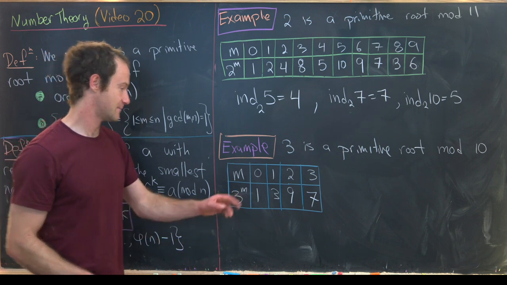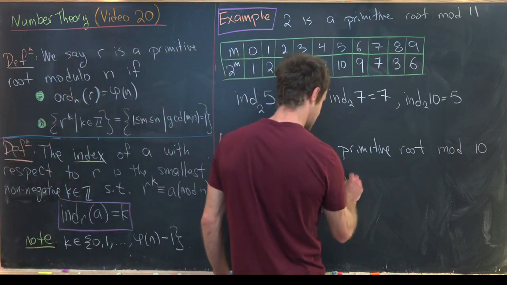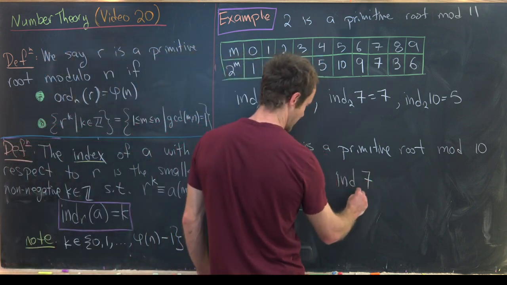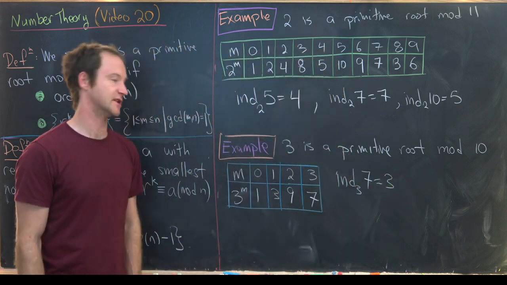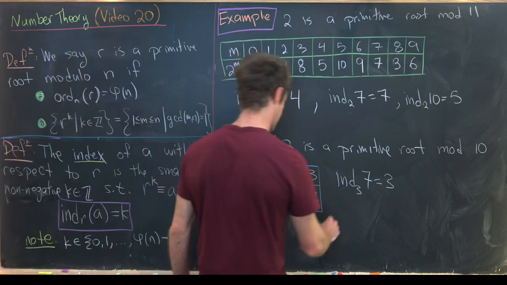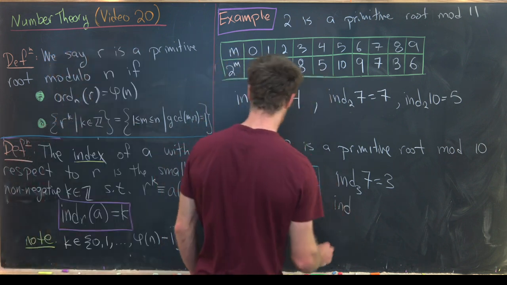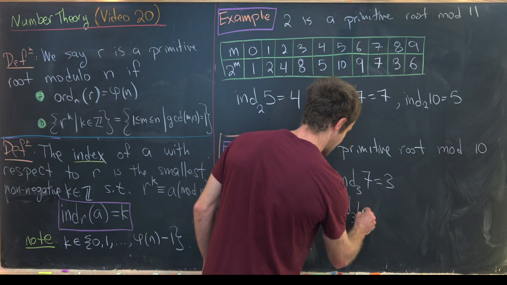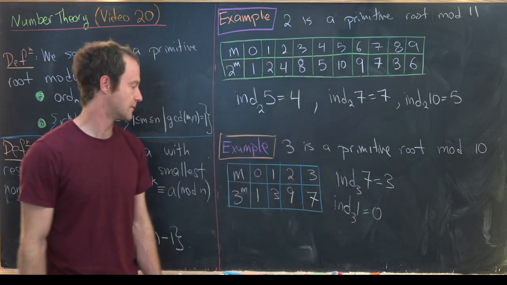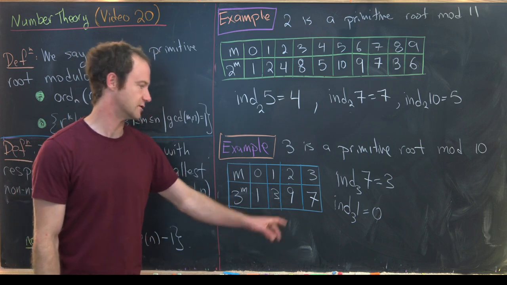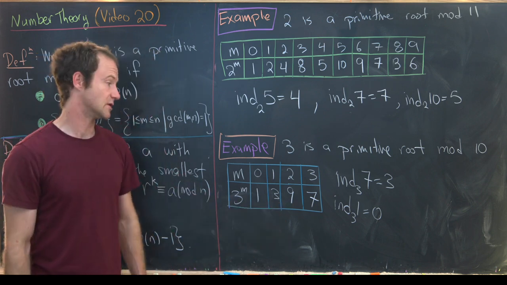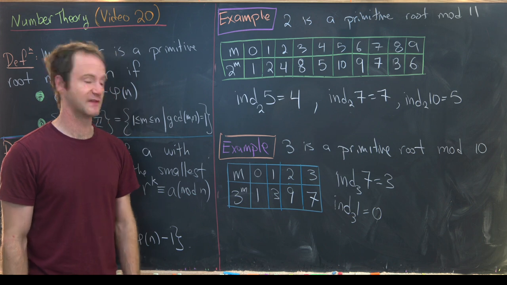So there we have that, but now we could write that the index of 7 with respect to 3 is 3. That's because of this entry in the chart. And then furthermore, the index of 1 with respect to 3 is 0. That's because 3 to the 0 is 1. And then notice these also give us similar statements that we could write down about the index.